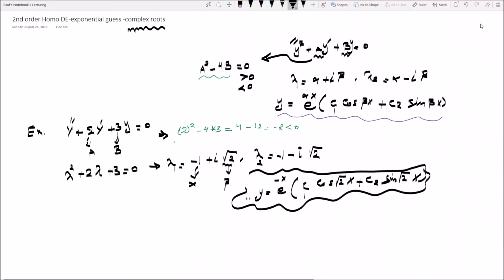And in this way we learned how to solve for complex roots using the exponential guess method for a second order homogeneous differential equation.